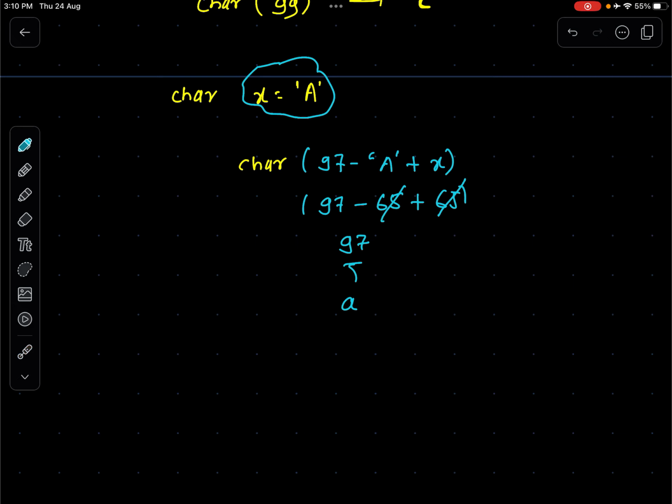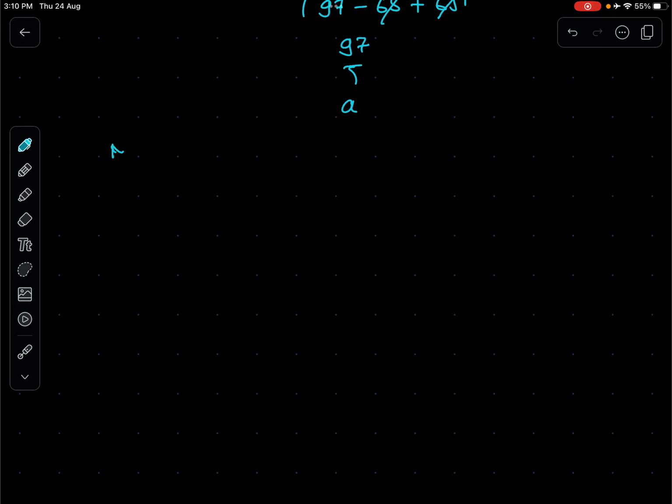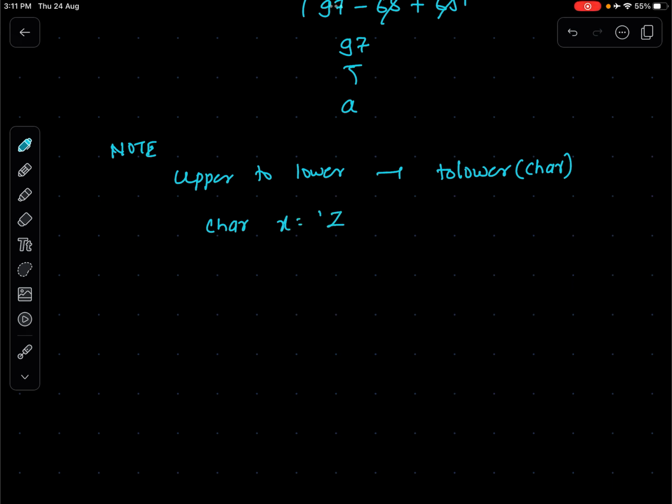We also have one inbuilt function as well. So let's take it as a note. How to convert upper to lower? We have a special inbuilt function called toLower, and here we simply need a character, right? Say for example, I declare the character char x is equal to capital Z, and if I want to convert it into the smaller, what I will do is simply call toLower and pass x.